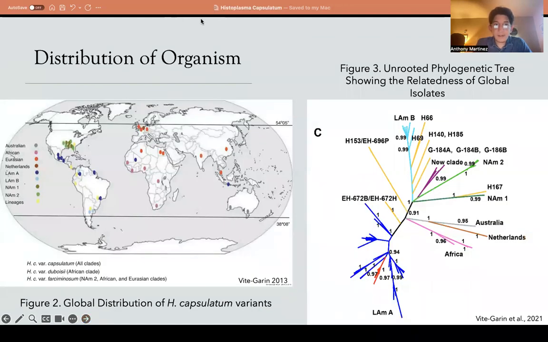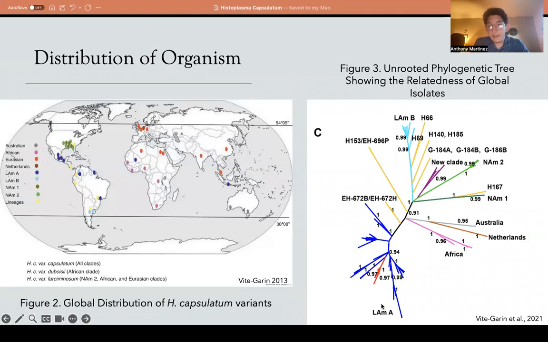Alrighty, so the second part of this overview is the global and genetic distribution of Histoplasma. If you look on the right here, we can see an unrooted phylogenetic tree. Each one of these values is a bootstrap value. A bootstrap value of 1 or 100% is ideal. So you can see this is a pretty decent unrooted phylogenetic tree. The second thing that you can see is that there are quite a few branches here, which indicates there's quite a lot of genetic diversity. And the third thing that you can see is that it's widely distributed.